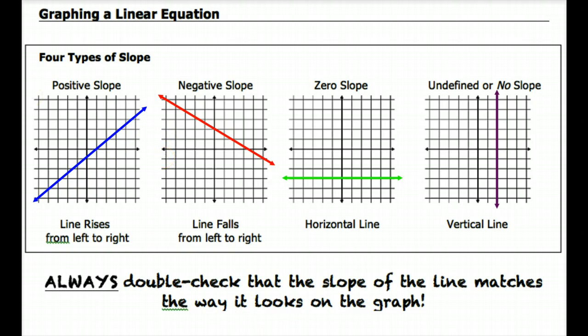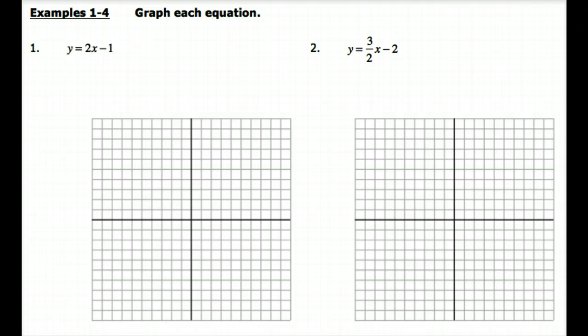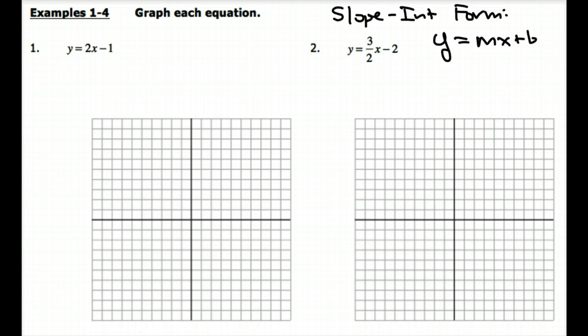Now we're going to be jumping into some examples. We're going to be using what we know about slope-intercept form to graph each of these equations. As you might recall from the last video, slope-intercept form looks like this: y equals mx plus b. Your m value is your slope, that's the coefficient on the x, and your b value is the y-intercept. That's where the line crosses the y-axis. We're going to be using both of these facts to help us graph these lines.